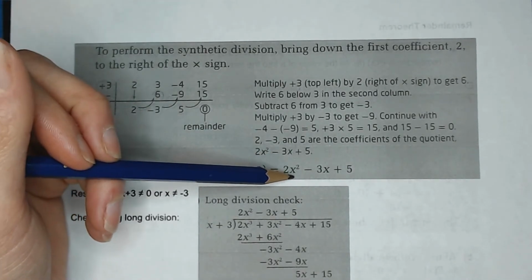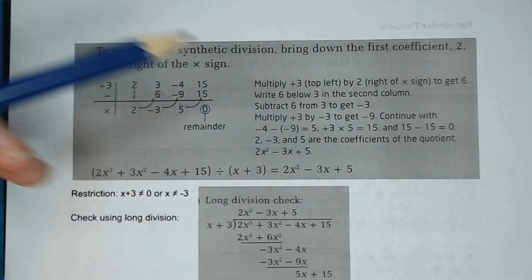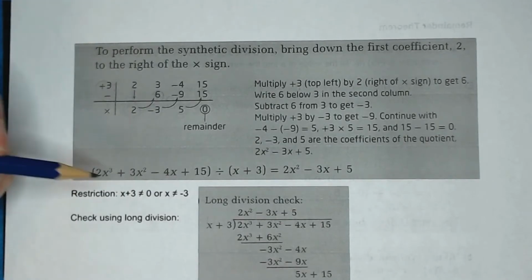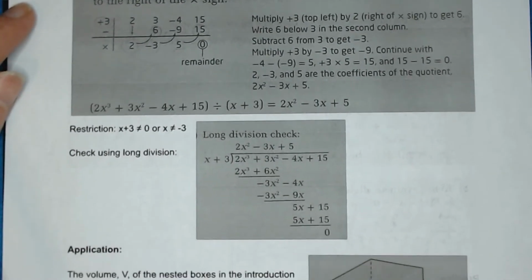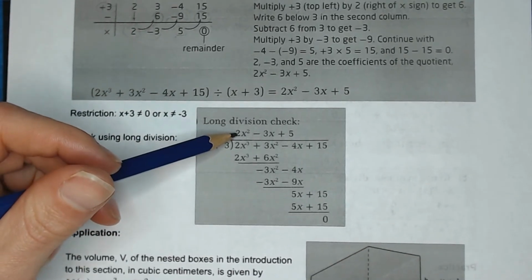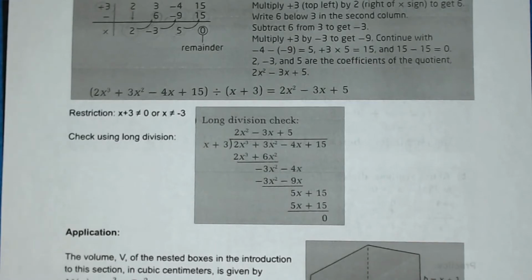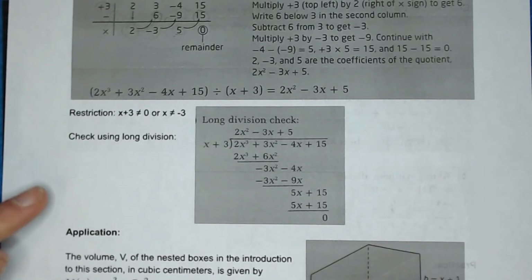So once you've done that, then you can rewrite these corresponding values with their appropriate x terms. So we get 2x squared minus 3x plus 5. Don't forget that x cannot equal negative 3 because x plus 3 can't equal 0. We can't divide by 0. So you can check by long division and see what is the final function for that. This is a really good way to confirm your answer and check and make sure that you did it properly.